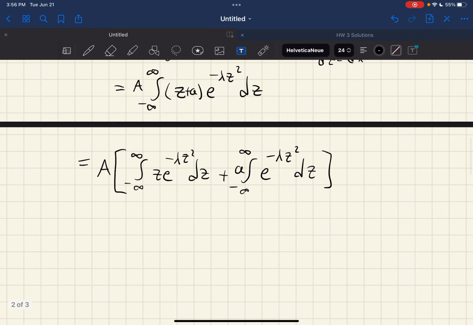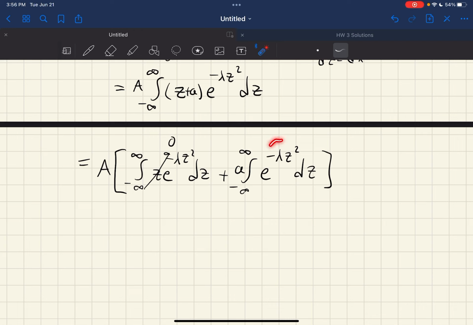And this first integral right here, we see that z is an odd function and e to the minus lambda z squared is an even function, and an odd function times an even function yields an odd function. And an odd function integrated over all space has to be 0. So this term right here is actually 0.